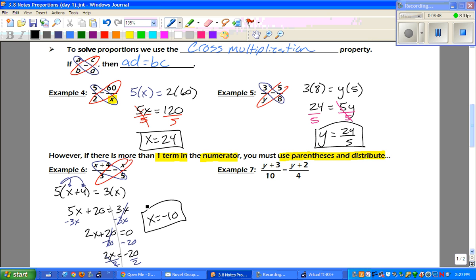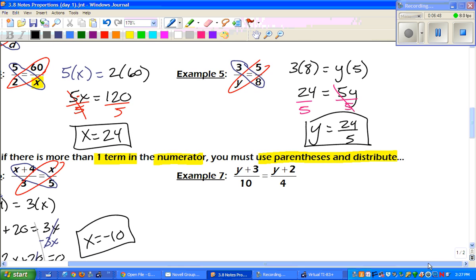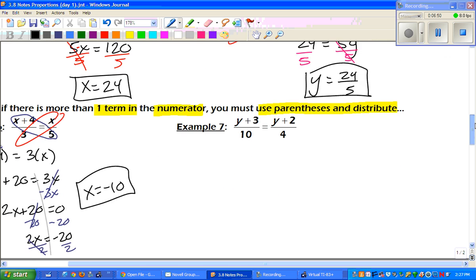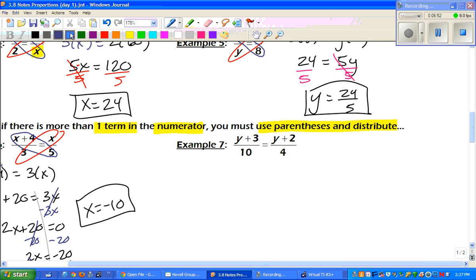All right, let's try example number 7. I'm going to zoom in just because I was kind of running out of room there. Circle what you're going to be multiplying out.